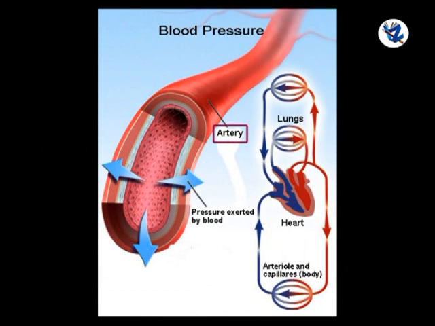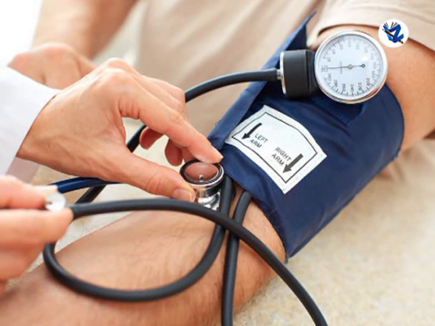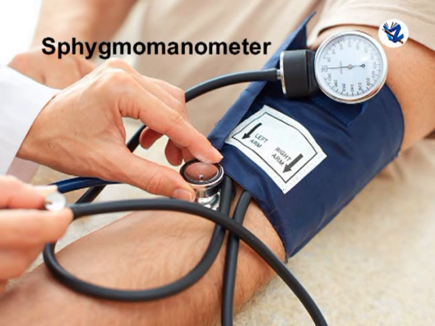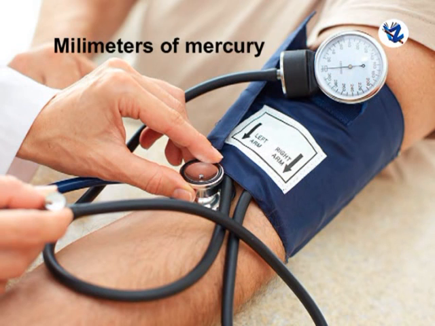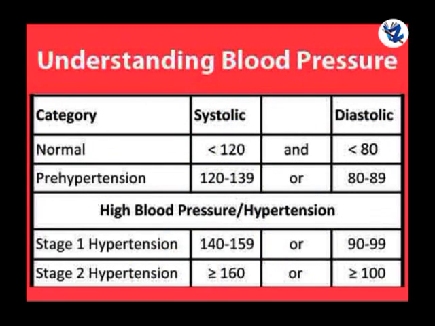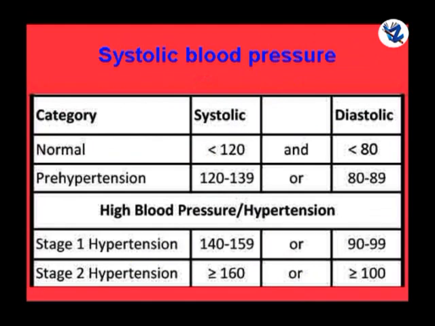Blood pressure. It is the lateral pressure or force exerted by blood on the walls of the arteries. It is measured with an instrument called a sphygmomanometer. It is measured in millimeters of mercury. It is of two types.